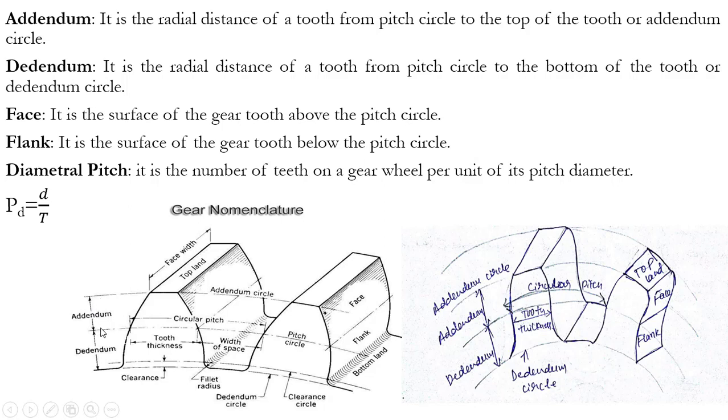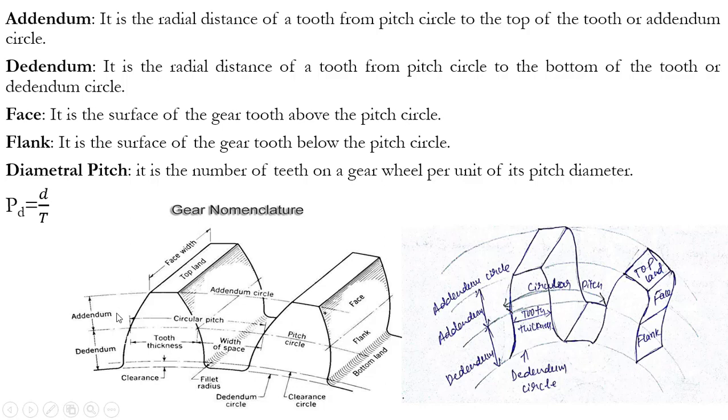That is the radial distance from pitch circle to the top of the tooth, or you can say it is a radial distance from pitch circle to the addendum circle, is called as addendum. I think the second way is best to remember actually. Anyway, we'll make use of that addendum circle here. So addendum is a radial distance from pitch circle to the addendum circle.